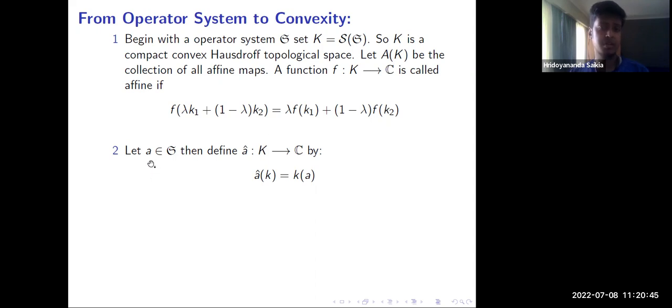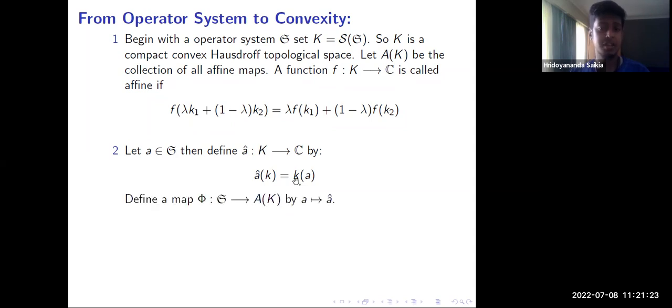Secondly, for each element a of the operator system S, I want to define an element a-bar, which is a function from K to C. How do I want to define it? I define it by a-bar of k is defined as k of a. You see, this K was nothing but the set of all UCP maps defined on the operator system S. So this k of a makes sense. Now that's why I can talk about a-bar, and I can define a-bar like this.